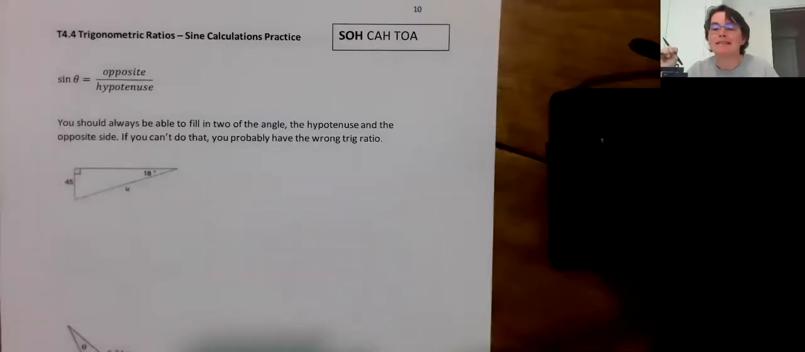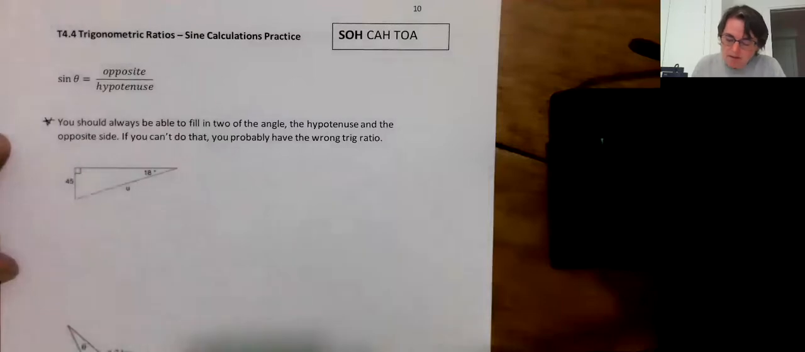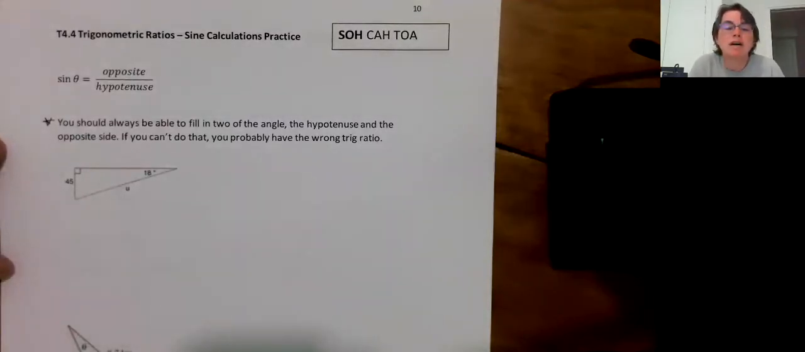It is on sine and it is practicing using the sine formula. And sine, we know, is opposite over hypotenuse. And just a reminder, you should always be able to fill in two of either the angle, the hypotenuse, and the opposite side. If you find that you can't, then you probably have the wrong trig ratio.